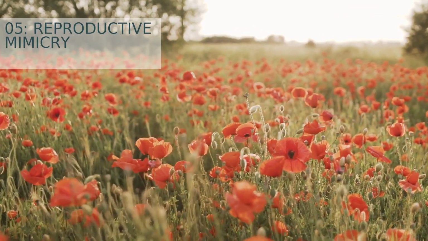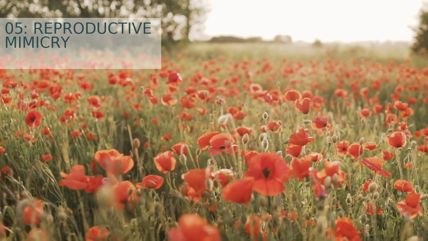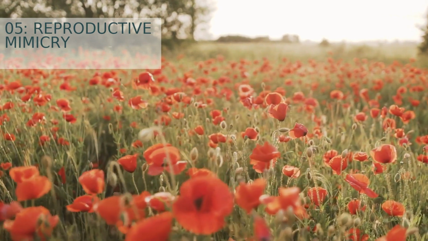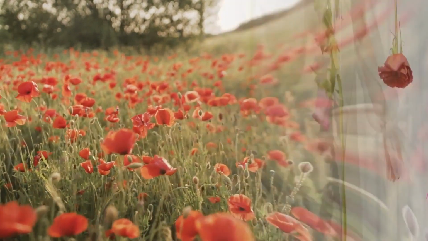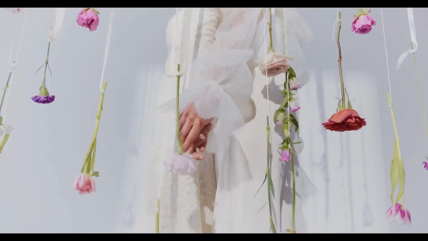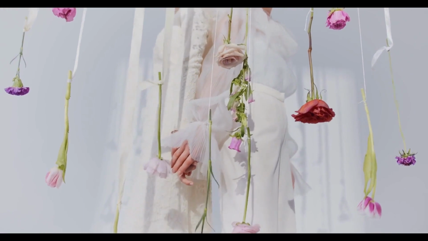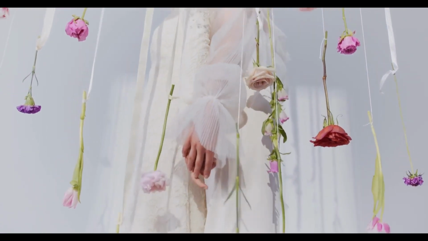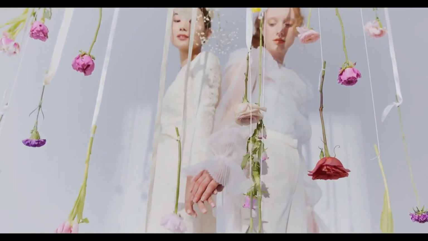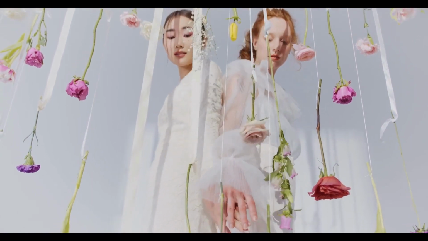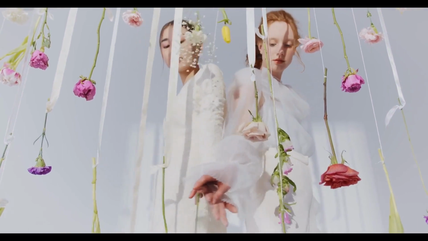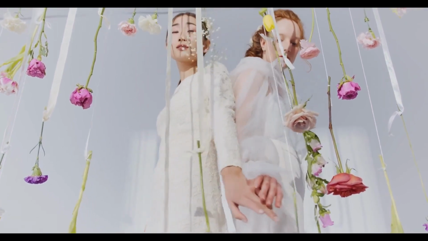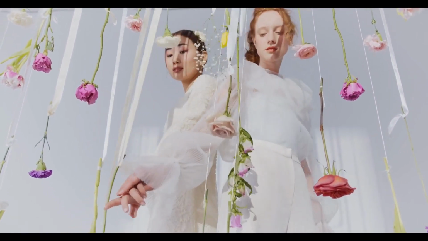Number 5. Reproductive mimicry. Reproductive mimicry is a type of mimicry in which animals use deceptive signals to deceive potential predators or competitors. This type of mimicry typically involves one species copying the reproductive behavior of another species. This type of behavior is often seen among large predators such as lions, tigers, and wolves, who may pretend to be protective parents in order to ward off attackers.